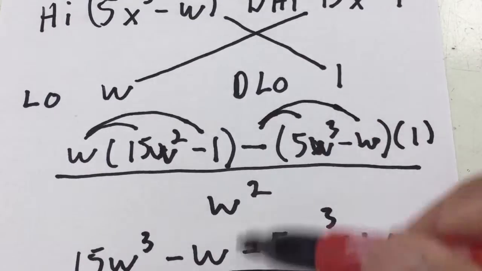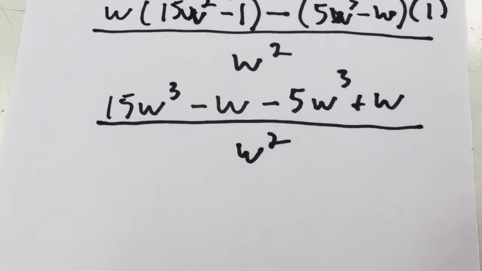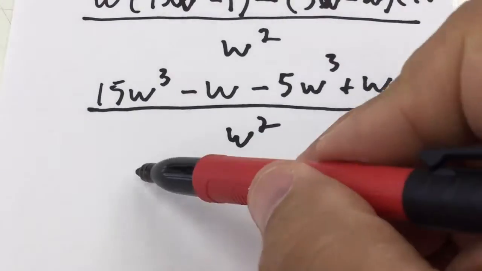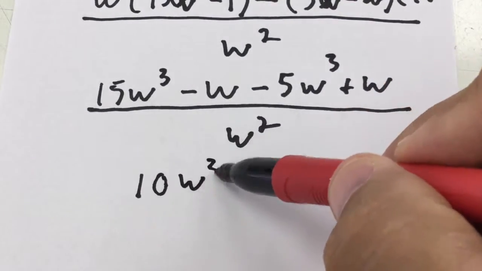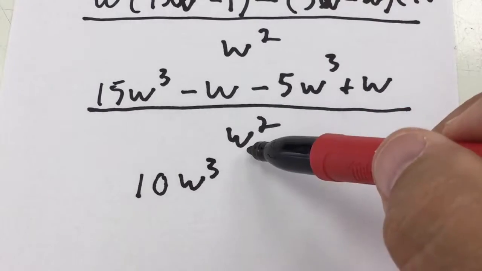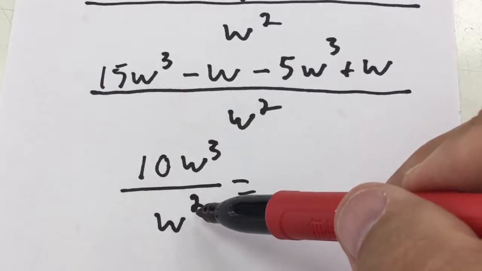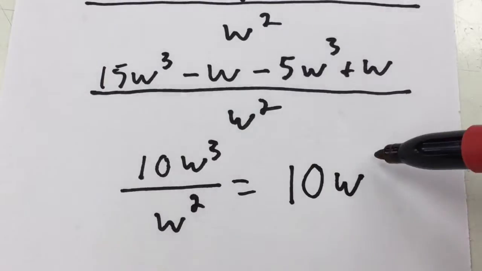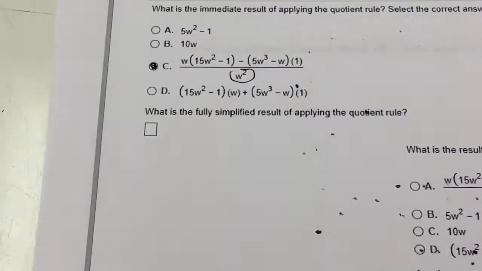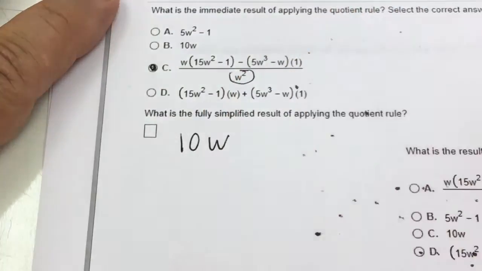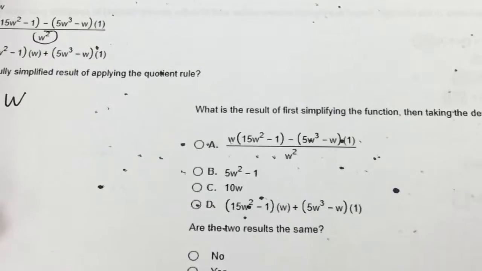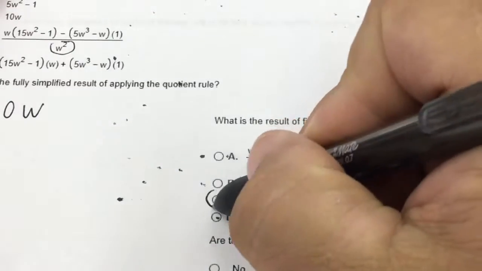Draw the line over w squared. Continue simplifying. 15w cubed minus 5w cubed is 10w cubed. Negative w plus w is 0. Divided by w squared. Notice, I have w to the third over w squared, so that's going to simplify to 10w to the first, or just 10w. Now, they wanted me to simplify the original and then figure out what the derivative is. Well, it has to be 10w.